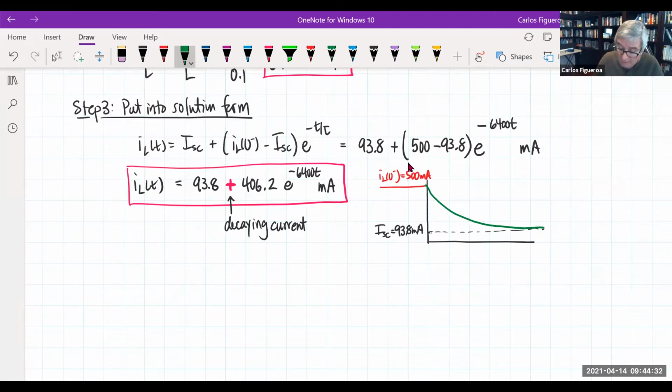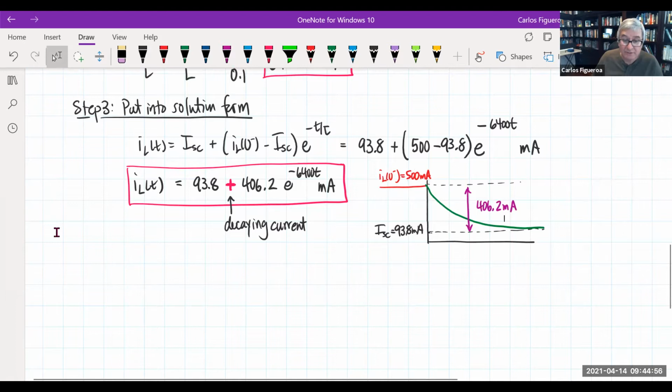Okay, there's a drop. So the question is, how big is that drop? We can see here by that number that our drop from here to here is 406.2 milliamp. That's what my guy's showing me now here.